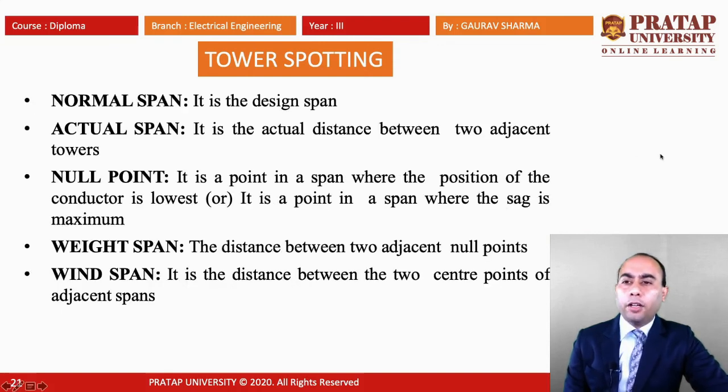Now for the tower, we have to find out the normal span, which is the design span. The actual span is the actual distance between two adjacent towers. The null point is the point in a span where the position of the conductor is lowest, where the sag is maximum. The weight span is the distance between two adjacent null points, and the wind span is the distance between the center points of the adjacent spans.